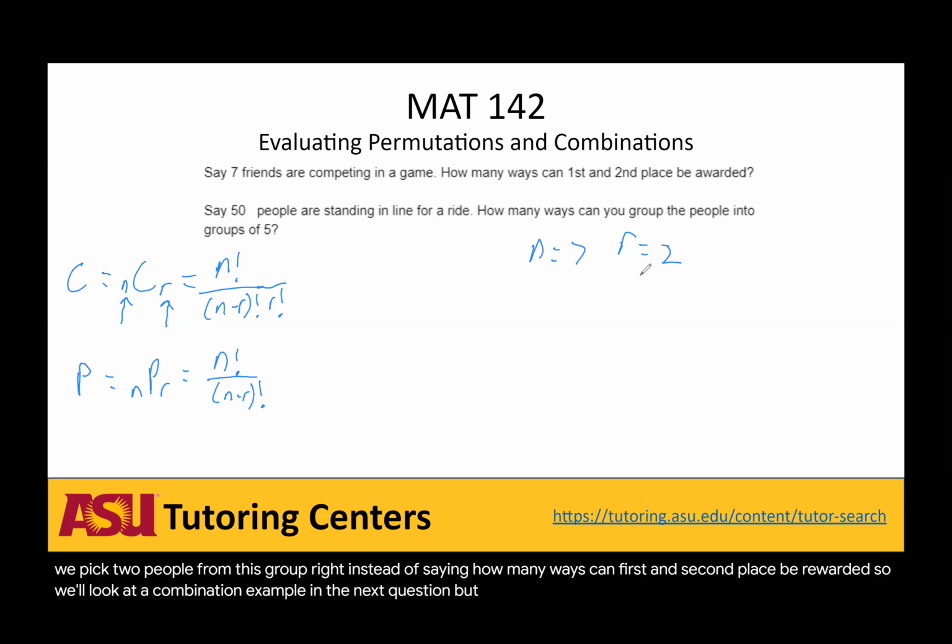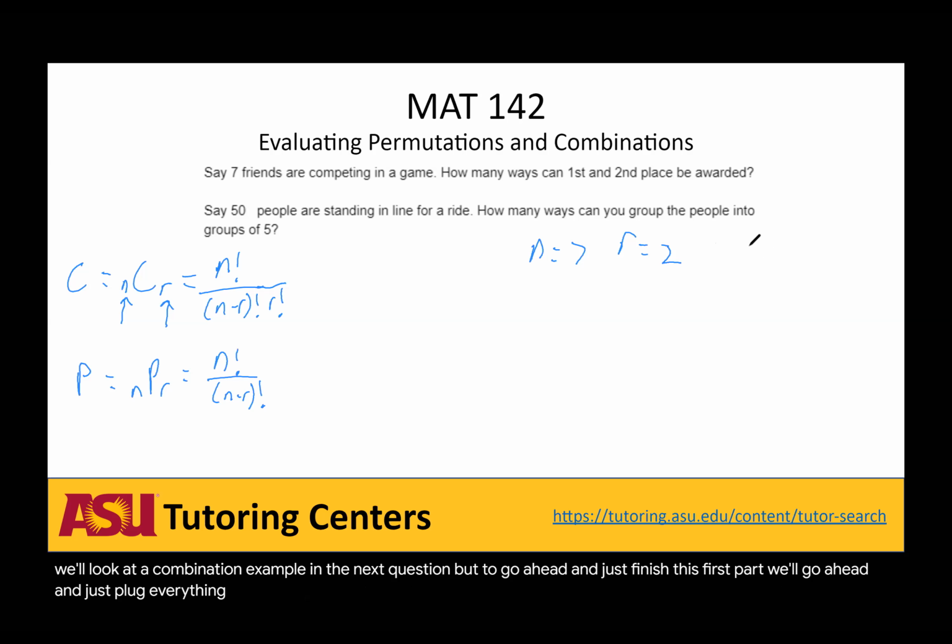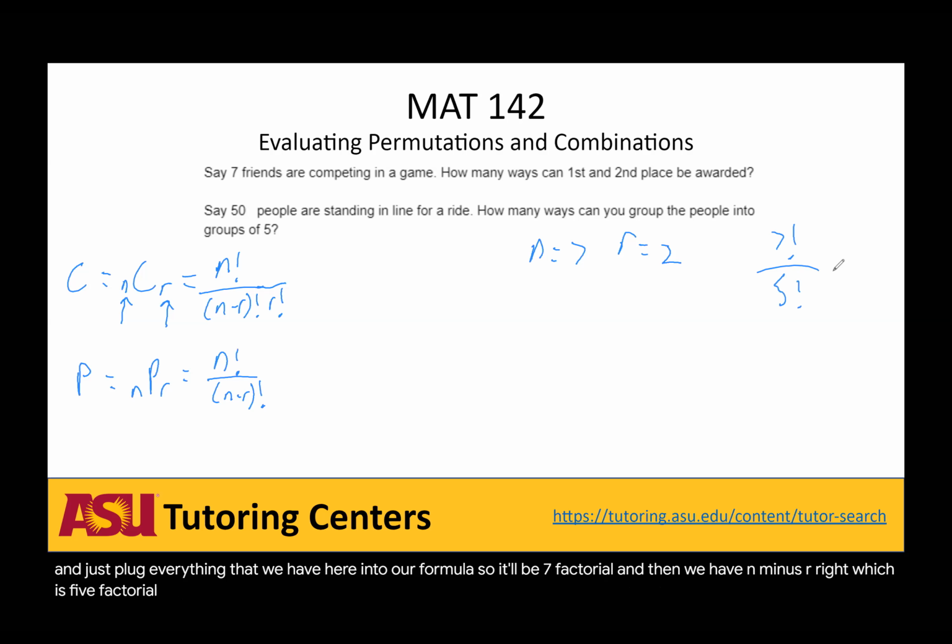But to finish this first part, we'll plug everything that we have into our formula. So it'll be 7 factorial, and then we have n minus r, which is 5 factorial. And when you plug all of this into your calculator, you should get the answer of 42.